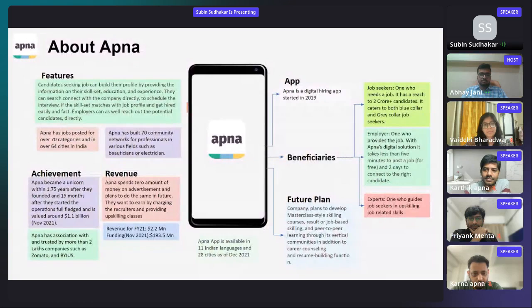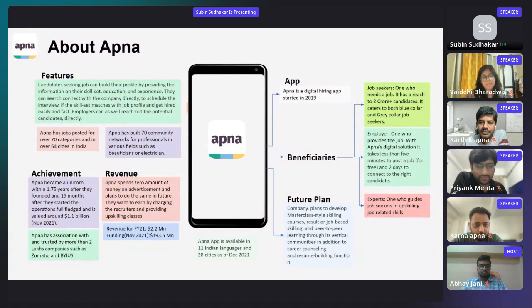So hi, everyone. I am Subin. So starting with the presentation. Apna, as we all know, is an app for hiring gray collar and blue collar job seekers, where the recruiters are also present on the platform. So there are three beneficiaries in this platform: the job seekers, the recruiters, and also the experts.